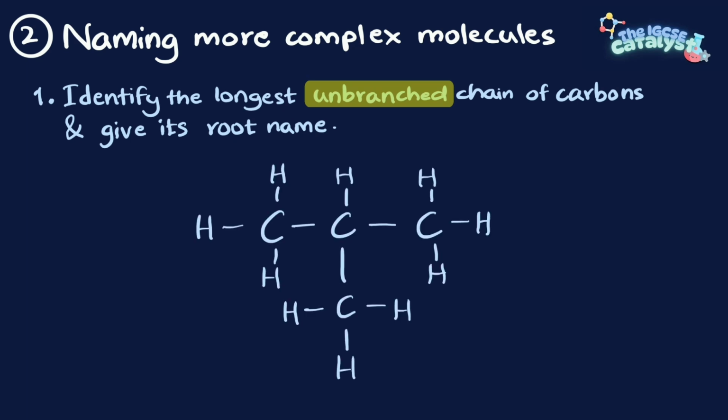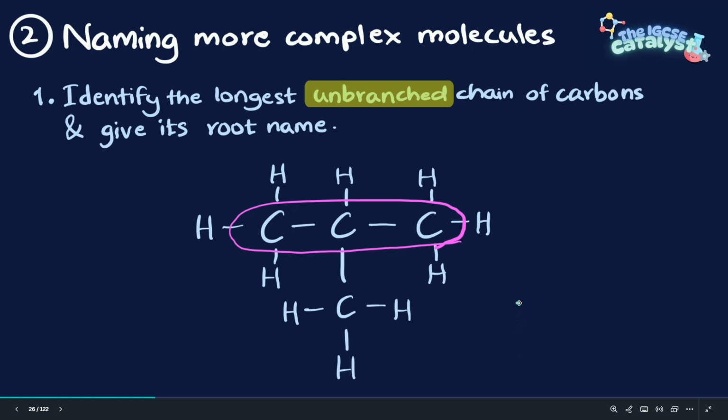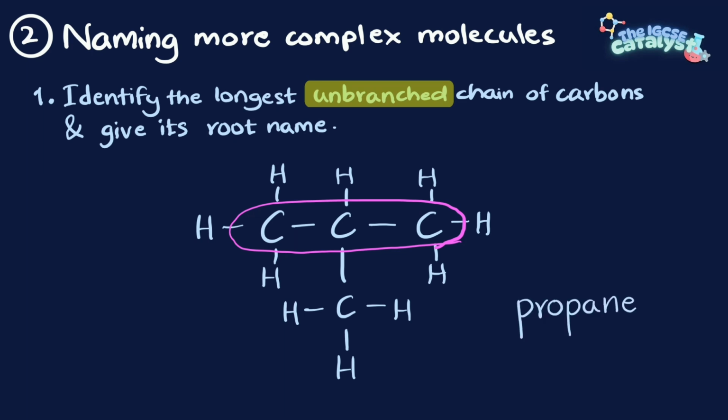Let's look at an example. If we have a molecule like this, the first step we will identify the longest continuous chain. Here we have these 3 carbon atoms in a straight chain like this. In the next step, we will look at the type of bonds present. Here all the bonds are single bonds, so this is an alkane. An alkane that has 3 carbon atoms will be called propane. So propane will be the name of the parent chain in this molecule.